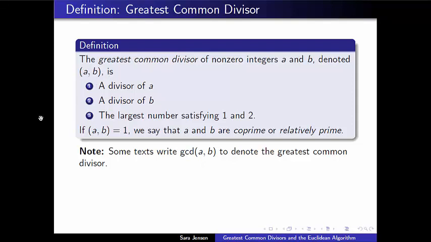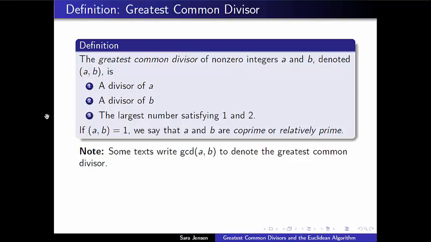First of all, we want the greatest common divisor to be a divisor of a. Similarly, we'd like the greatest common divisor to be a divisor of b. So 1 and 2 combined give us the common divisor portion of this definition. And part 3 of our definition takes care of the greatest part. Once we have a common divisor of the integers a and b, we want the largest number that satisfies properties 1 and 2. When those things are done, we'll have the greatest common divisor of these two integers.